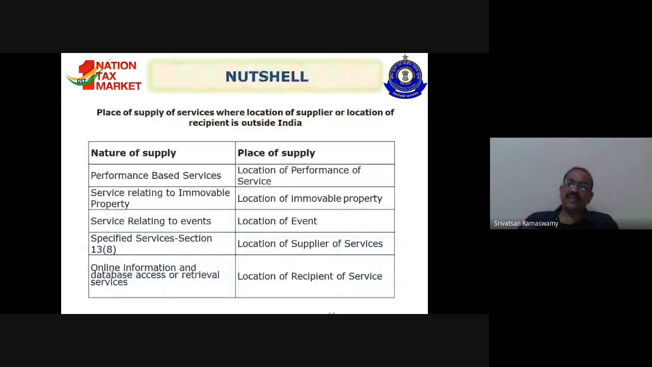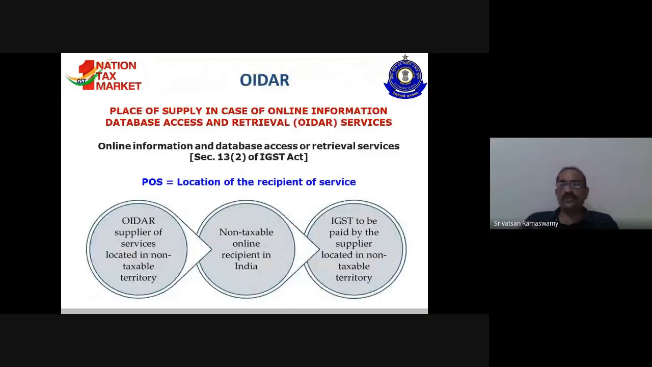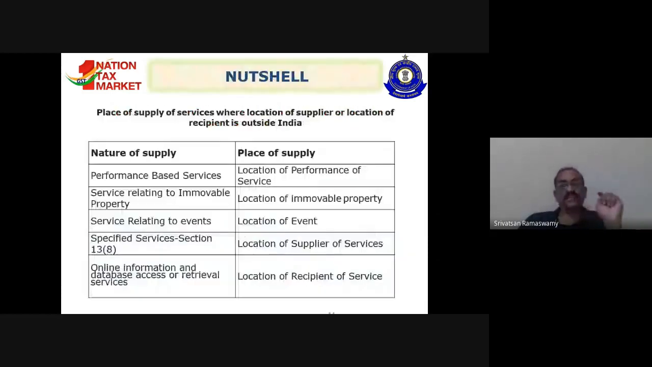Just have an understanding. I know it is not possible for you to understand everything which I gave you today, but just go through these slides once you are free, so that you will be able to recollect what we had discussed today. So in a nutshell, if it is a performance-based service, it is the location of the performance. If it is an immobile property, the location of the immobile property. For services relating to events, where the events are actually held.